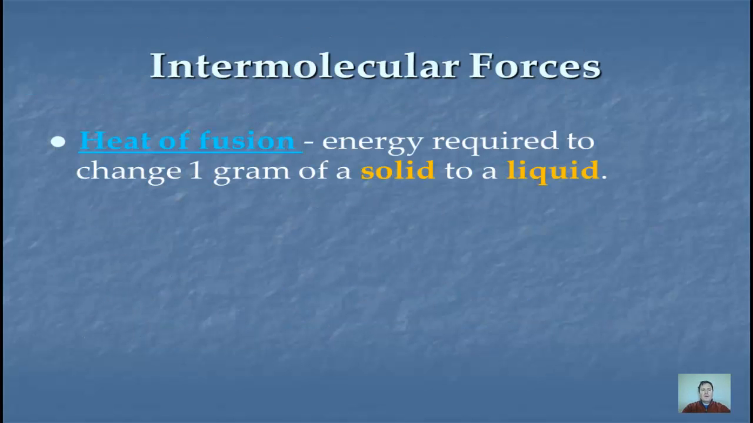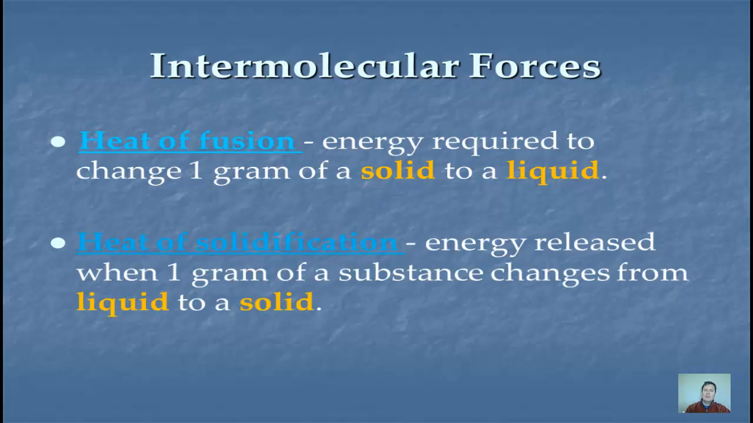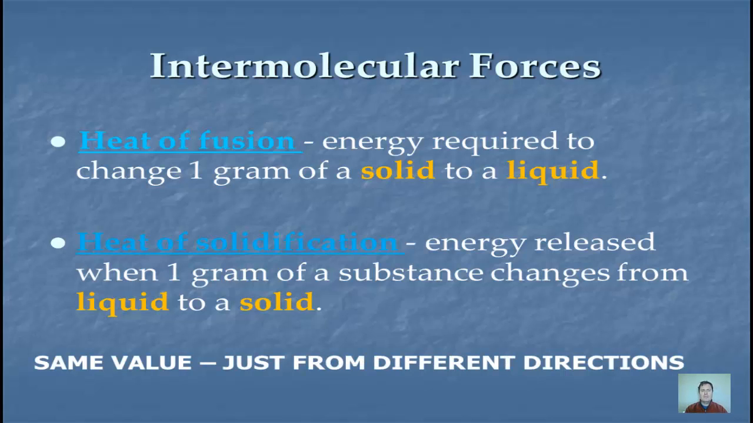Okay, so the couple values we need to talk about. The heat of fusion is the energy required to change 1 gram of solid to a liquid. So that's that bottom plateau. How much energy is needed to change 1 gram to a liquid? And then the opposite, if we're going from a liquid to a solid, it's the energy released, exothermic, right? Energy given off when 1 gram of substance changes from a liquid to a solid. So both of these are the same value. They're just running in opposite directions, kind of like melting and freezing.